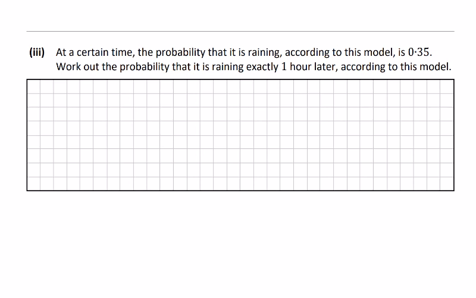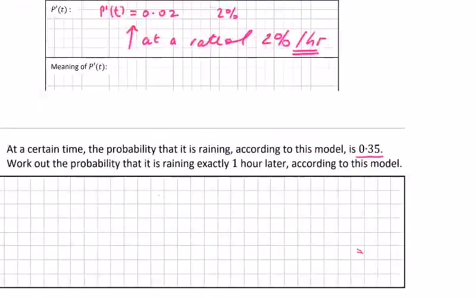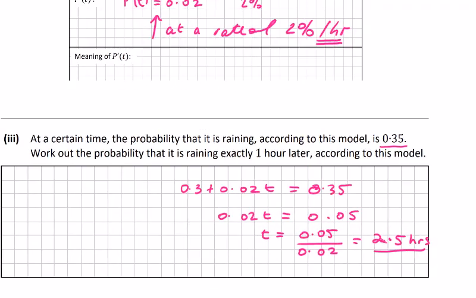The last part: at a certain time the probability it's raining is 0.35. What's the model? 0.3 plus 0.02T is now equal to 0.35. So 0.02T is equal to 0.35 minus 0.3, 0.05. So T is equal to 0.05 over 0.02, which is the same as 5 over 2. So in 2.5 hours, we figured out the time.